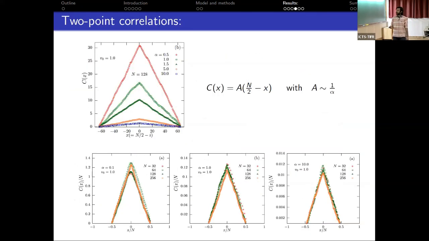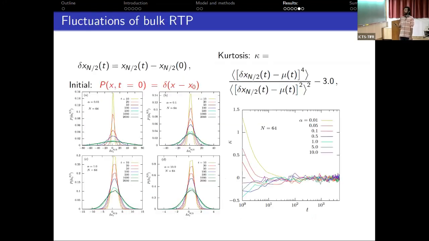Now from the correlation function, at least one can see that for different values of alpha, it scales more or less in a similar fashion. Now we look at the fluctuations for the bulk RTP, and for that we started with an initial configuration where the profile is delta function like, and we look at how it evolves with time.